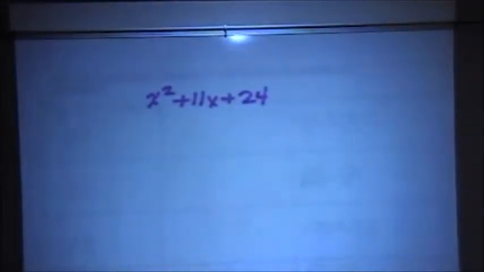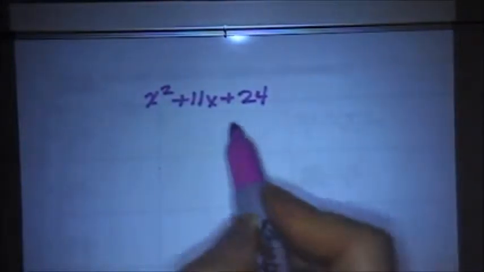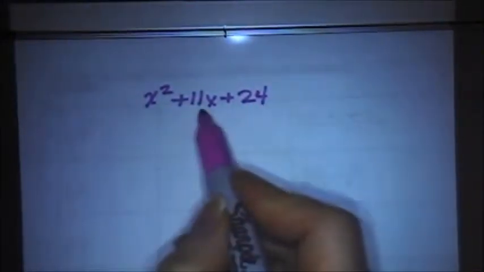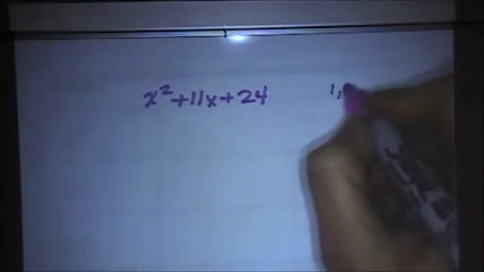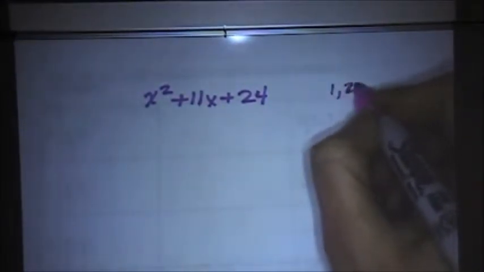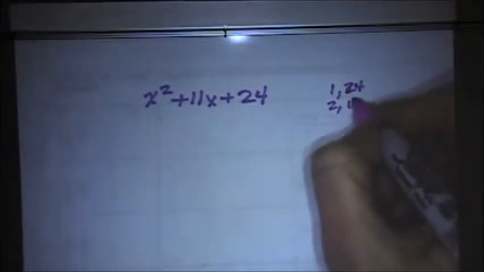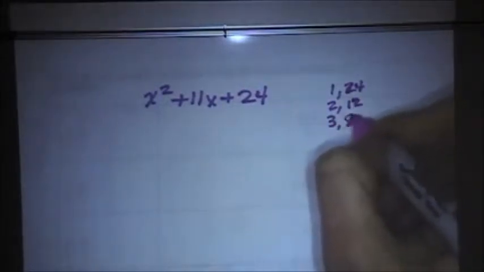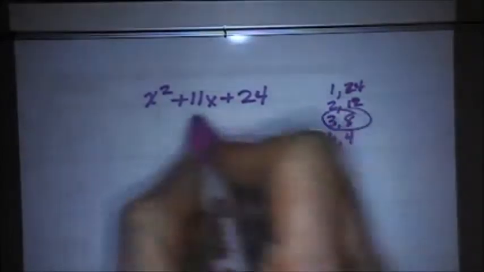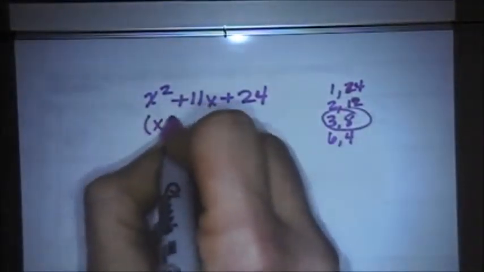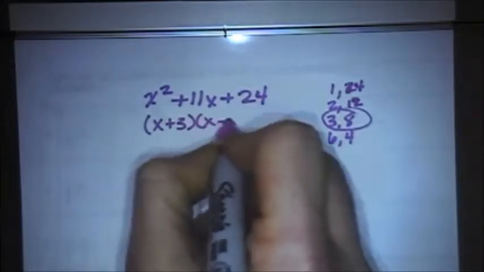And you're looking for, if you'll remember, factors of 24 that you would add together to get 11. So if you're not sure, you could go through your entire list of factors: 1 and 24, 2 and 12, 3 and 8, 6 and 4, and right here are the two that would combine to give me 11. So this would factor as x plus 3, x plus 8.